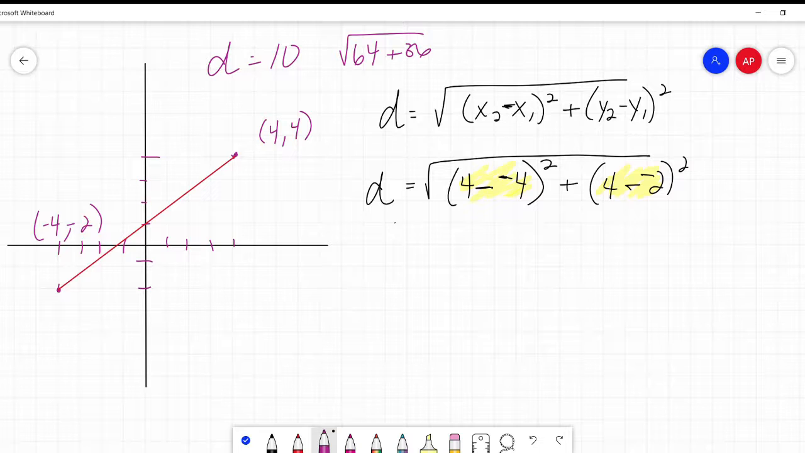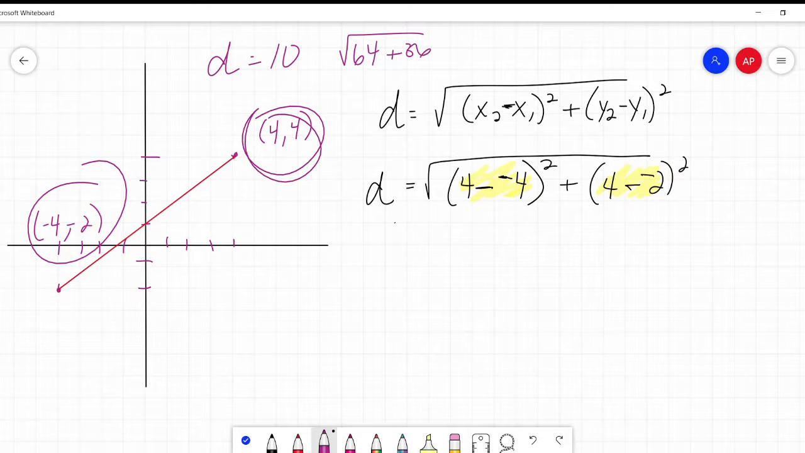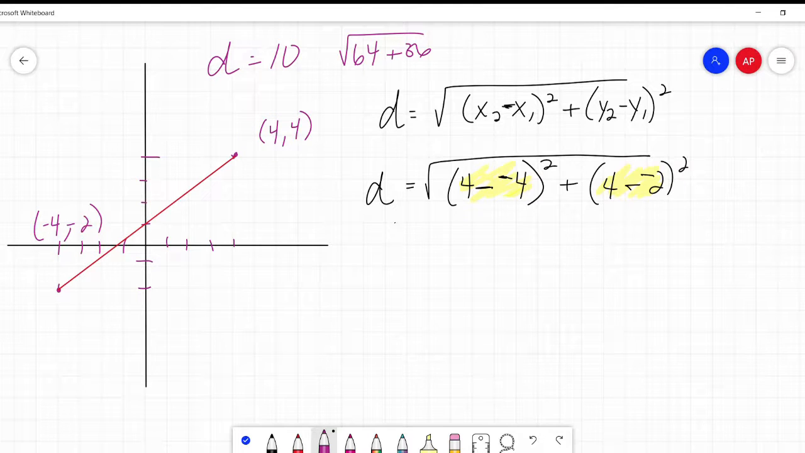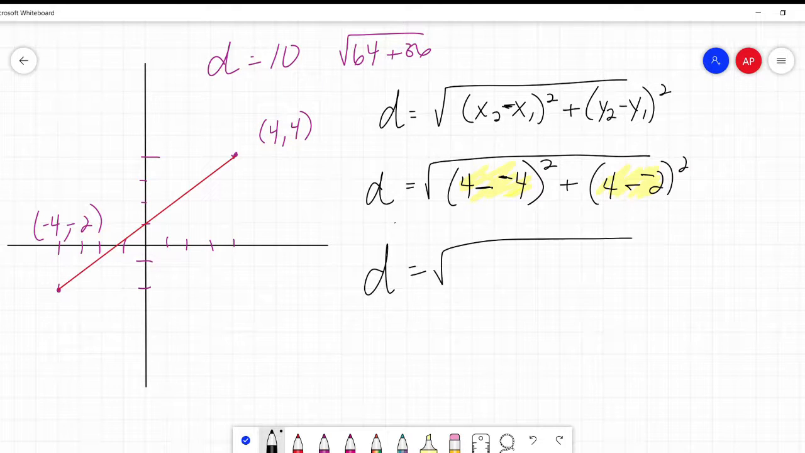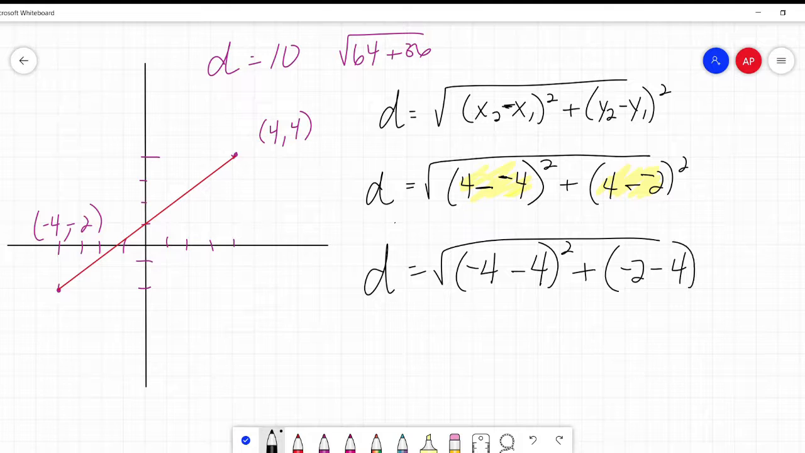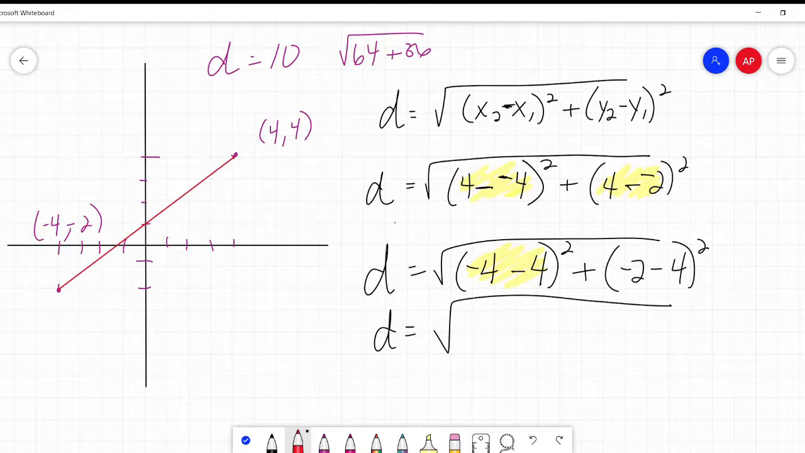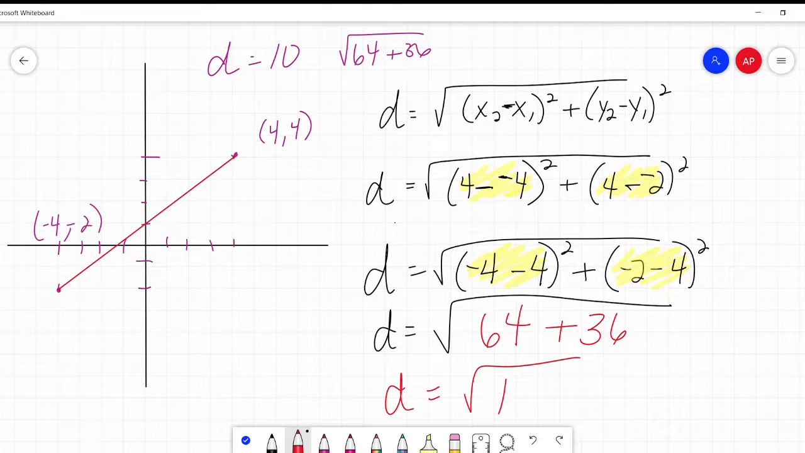All right, so that was using this as x2, y2, and this one as x1, y1. All right, so let's mix it up. Let's get crazy. What if I said this was x2, y2, and this was x1, y1? All right, so what do we get that way? I would say -4 from down there minus 4, squared, plus -2 minus 4, squared. What does that give us? All right, -4 minus 4 is -8. -8 squared is 64. Plus -2 minus 4 is -6. -6 squared is 36. Oh my goodness, it's the same as before.